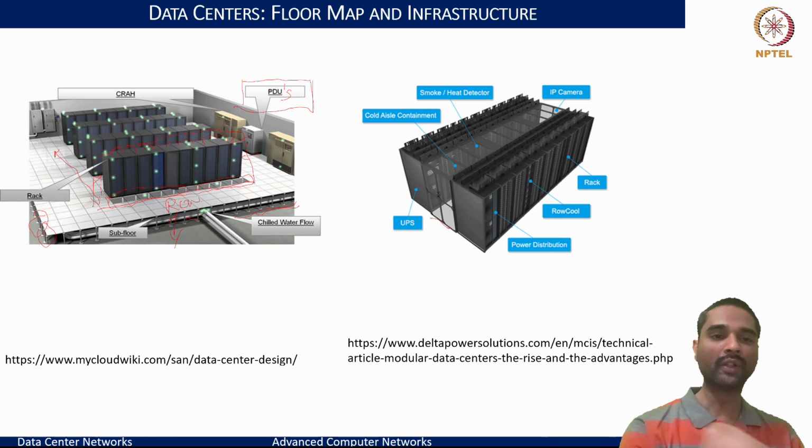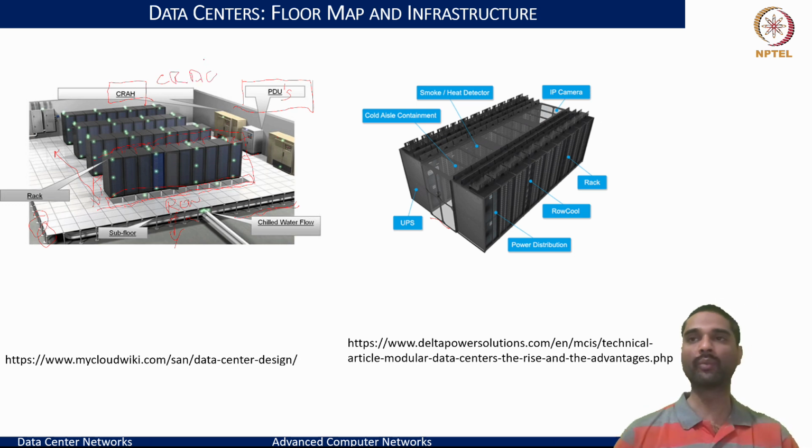And this is where the infrastructure we call CRAH or even CRACs is set up. What CRAH means is basically a computer room air handler, and by CRAC we mean computer room air conditioner. And these units are responsible for ensuring that whatever heat is produced by the equipment is dissipated out, and that the room air temperatures are maintained.